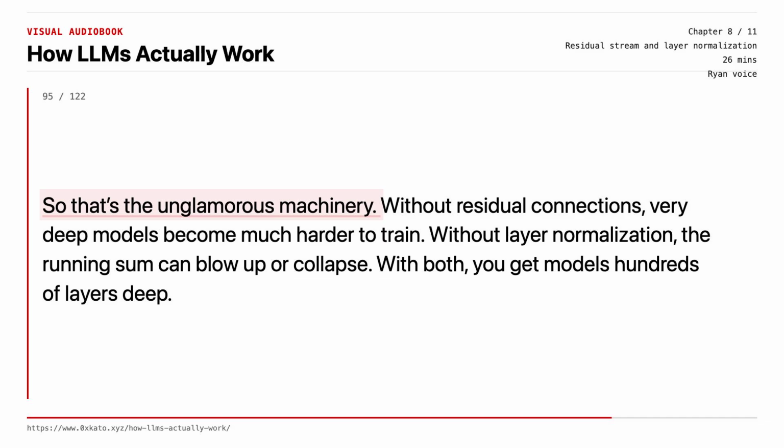So that's the unglamorous machinery. Without residual connections, very deep models become much harder to train. Without layer normalization, the running sum can blow up or collapse. With both, you get models hundreds of layers deep.